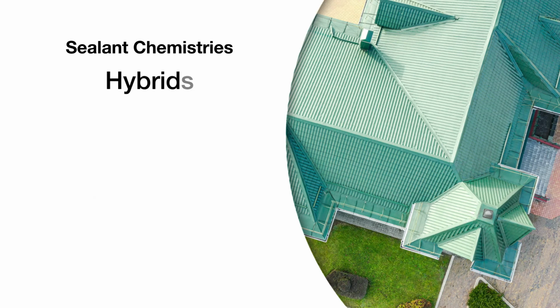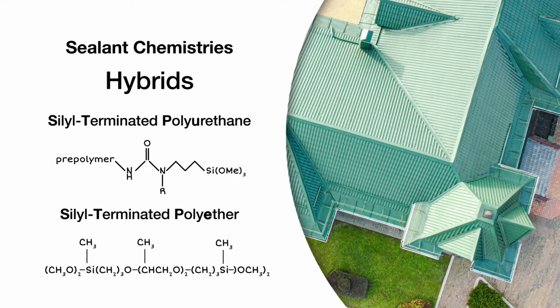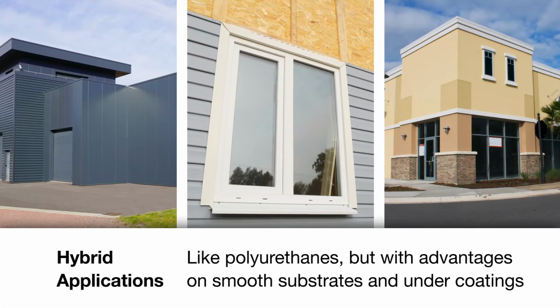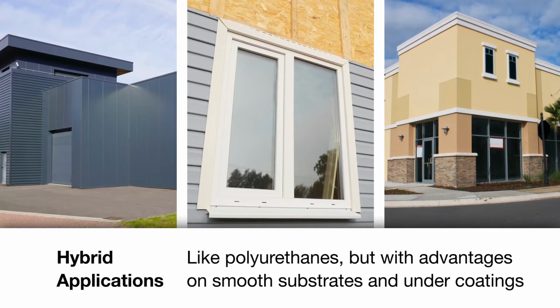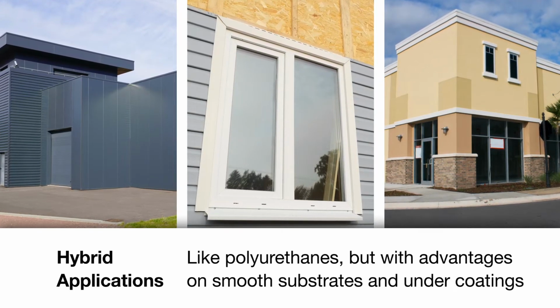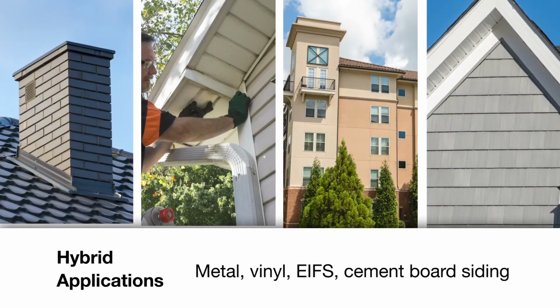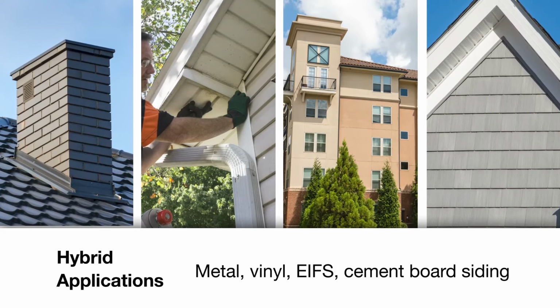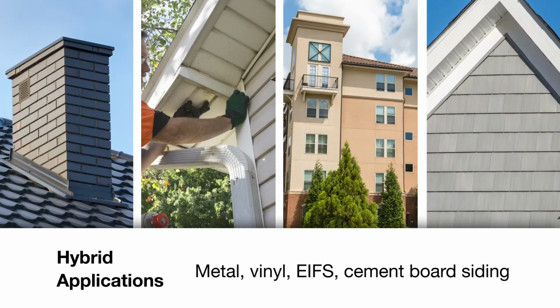Hybrid sealant products are usually specified by engineers and design professionals for specific performance characteristics. There are two types of hybrid sealants, STPU and STPE. Hybrid sealants are used in the same general applications as polyurethanes, but they offer extra performance advantages on smooth substrates such as metal, vinyl, and EIFS, as well as undercoatings.